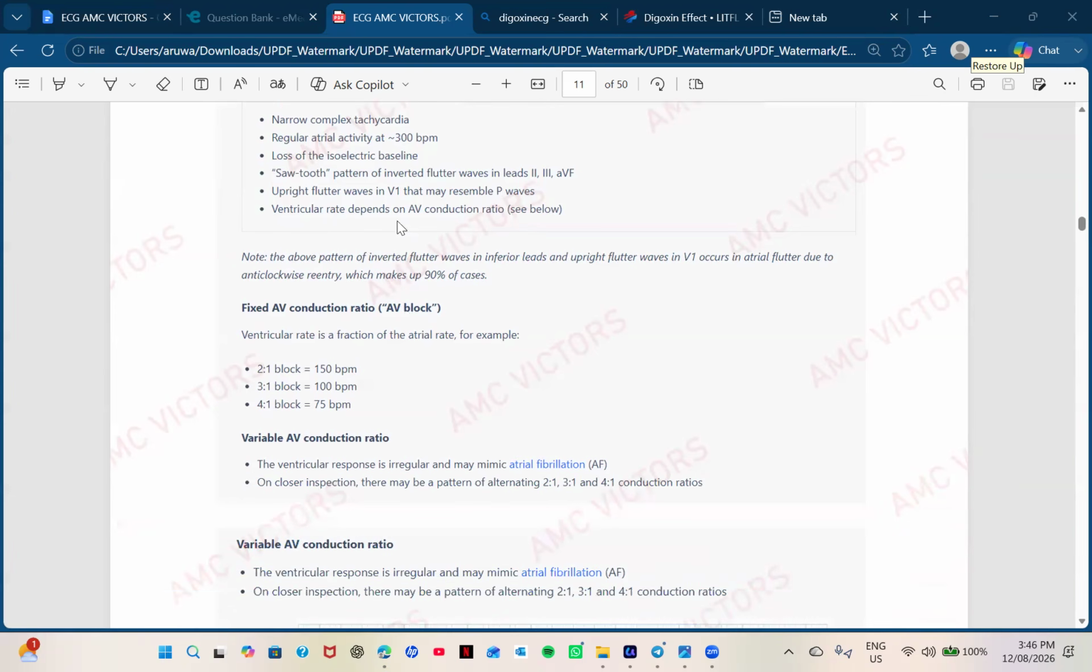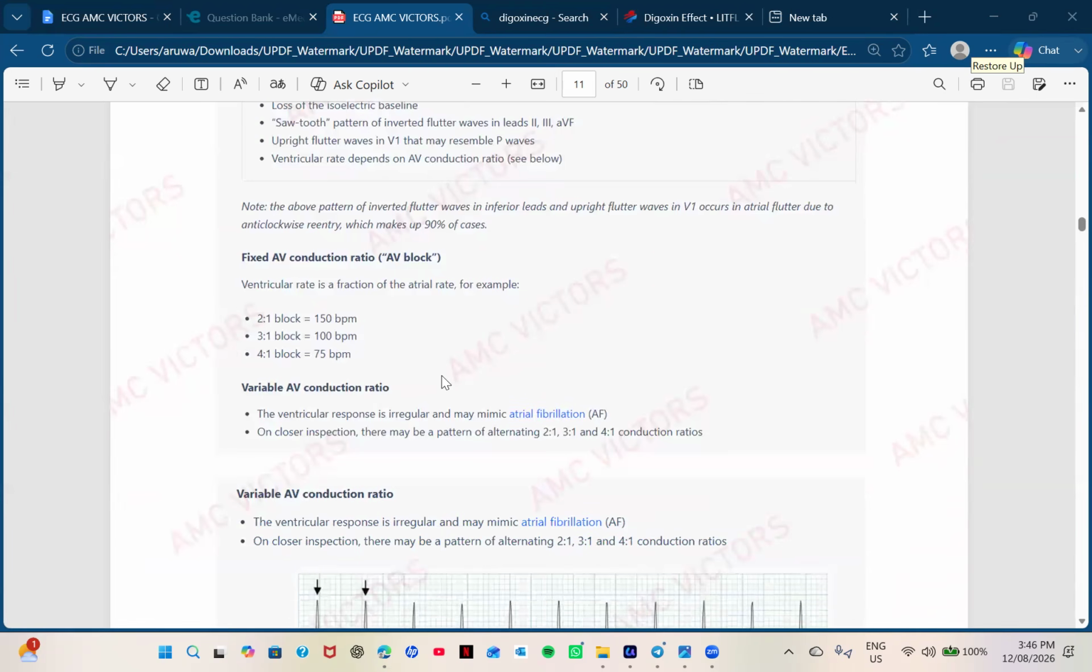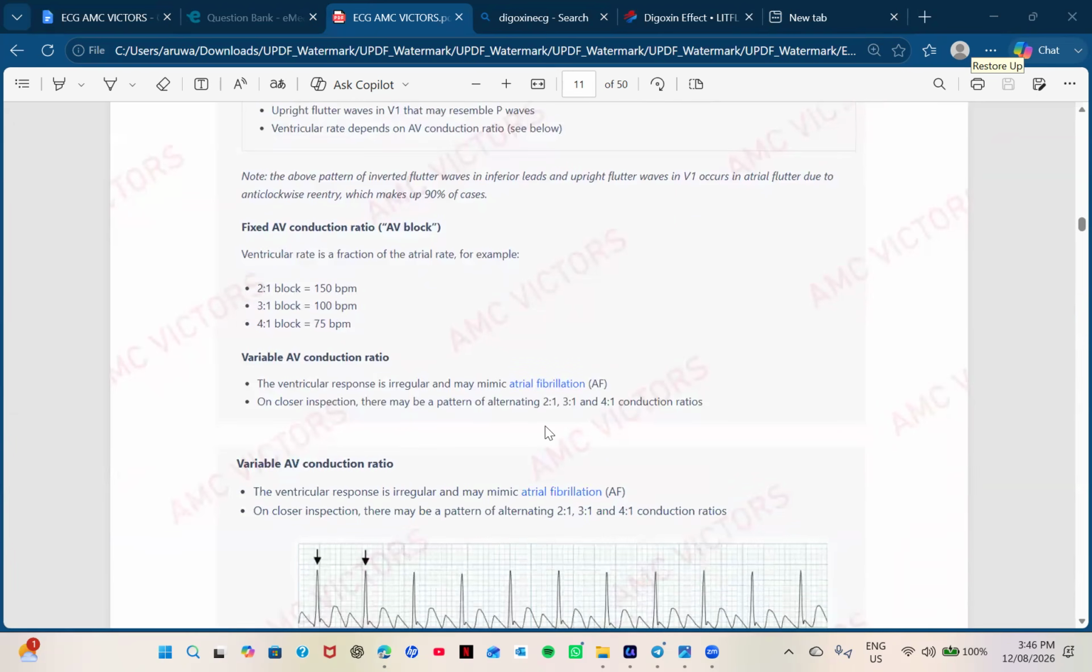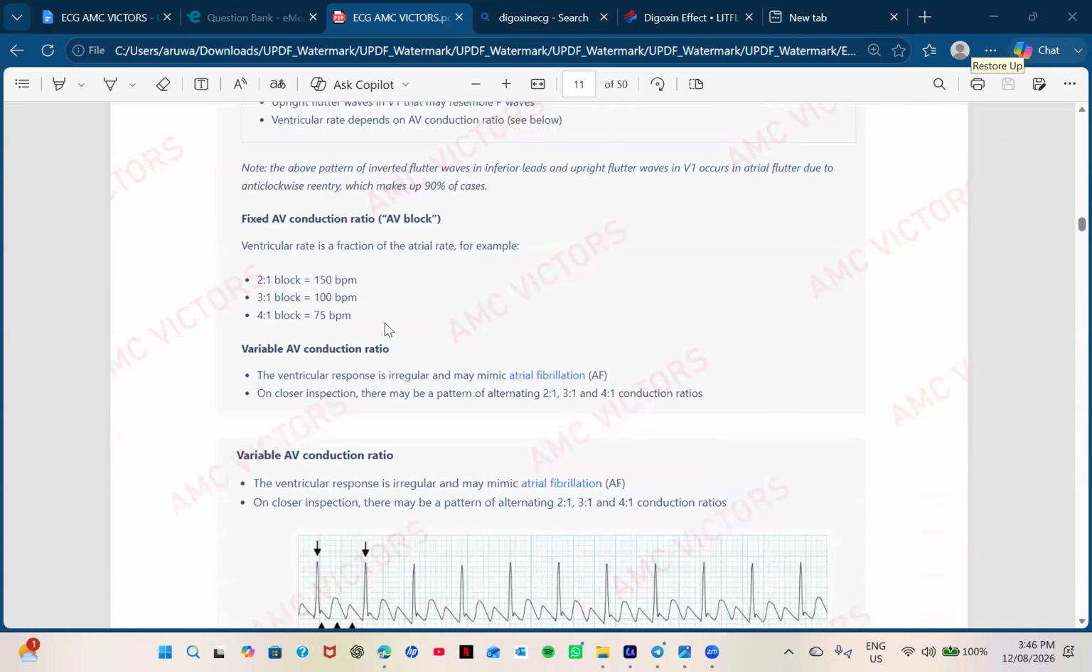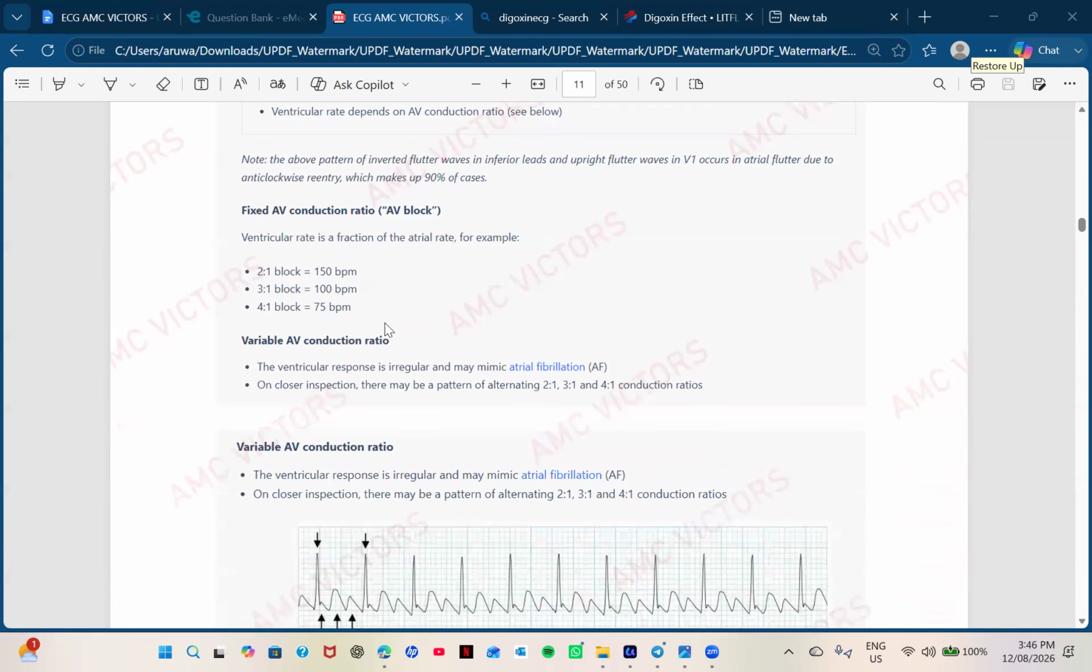Then ventricular rate depends on the AV conduction ratio. So what is this ratio? Because in flutters we have ratios, right? What do these ratios mean? What does a 2 to 1 block mean? Tell me, doctors, what is this AV conduction ratio? Can someone explain? What is it?